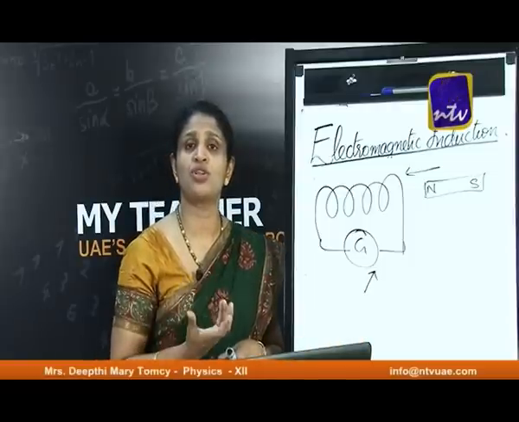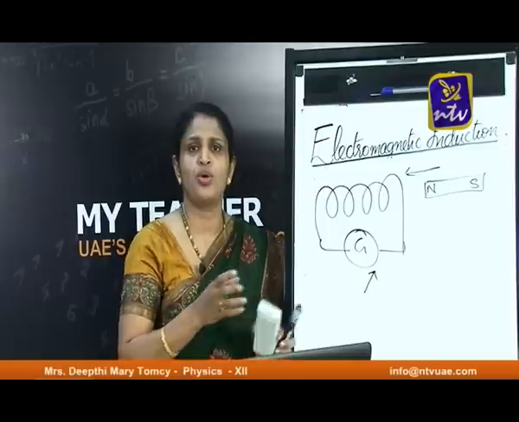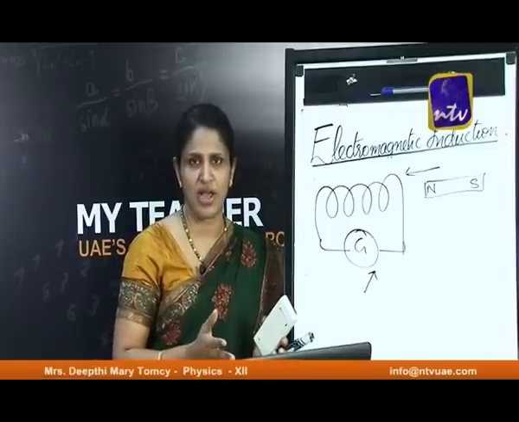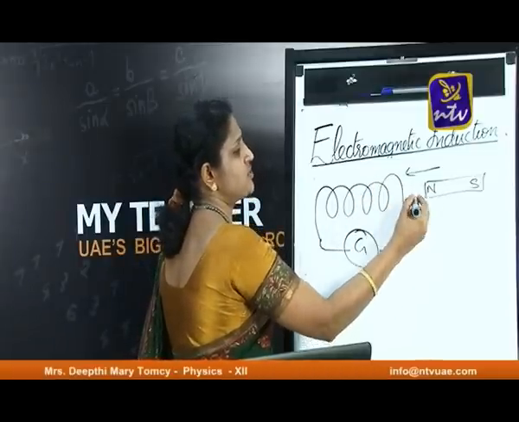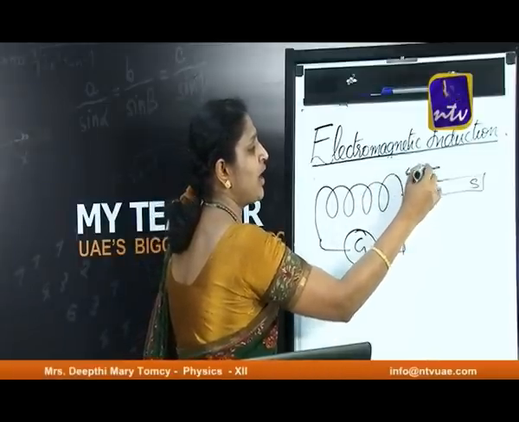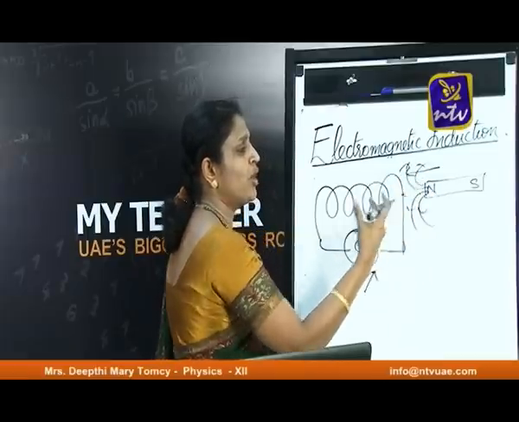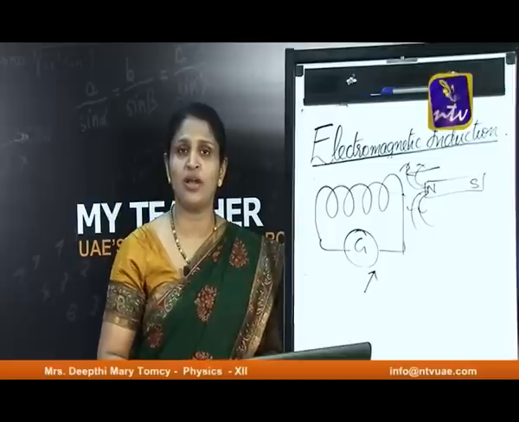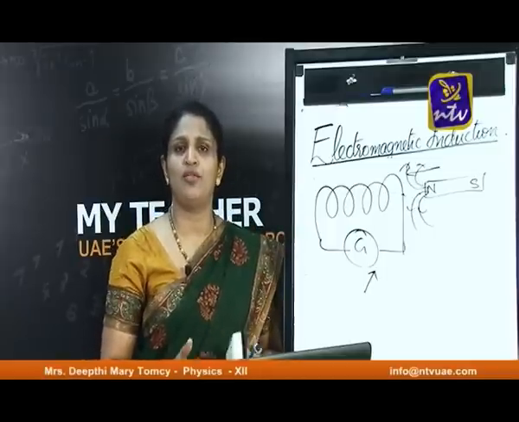Why does the galvanometer show the deflection? Because a current has been induced in the circuit due to the change in magnetic flux. When we are moving the magnet towards the solenoid, the field lines linked with the magnet enter more and more into the coil. When the field changes with respect to the coil, the galvanometer shows a deflection due to the current induced in it.